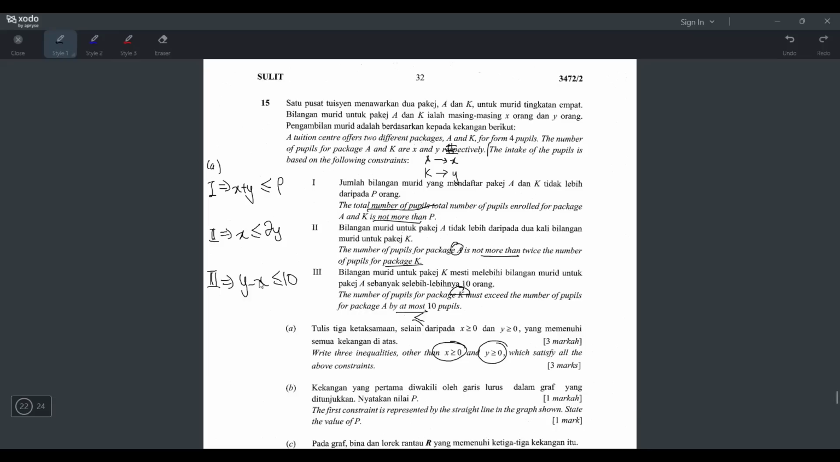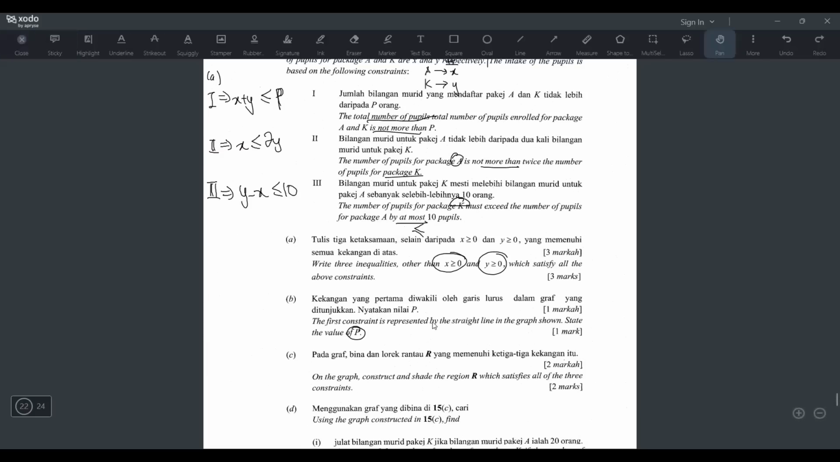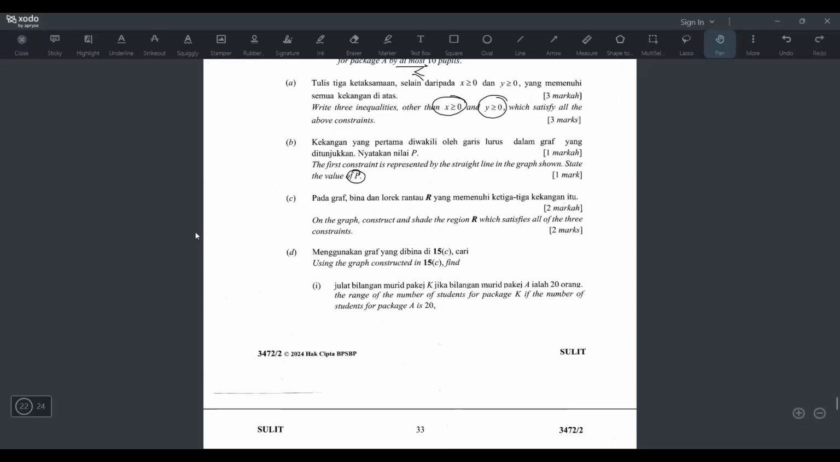Okay, I already finished my part A. Okay, but it's a bit weird, right? Because they never give us the P here. But if you take out B here, it says what? The first constraint is represented by the straight line in the graph shown. State the value of P. So they say the first constraint is already represented by straight line in the graph. So let's go to the graph.